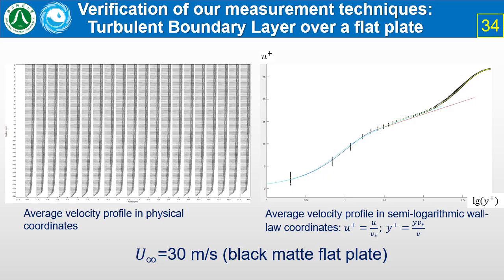This slide illustrates the reference case of the boundary layer for the incoming flow speed of 30 meters per second without large eddy breakup devices. And you can see our ability to make correct and accurate measurements of the velocity distribution, which is presented in semi-logarithmic coordinates in comparison with the classical velocity distribution in the inner region of the turbulent boundary layer.